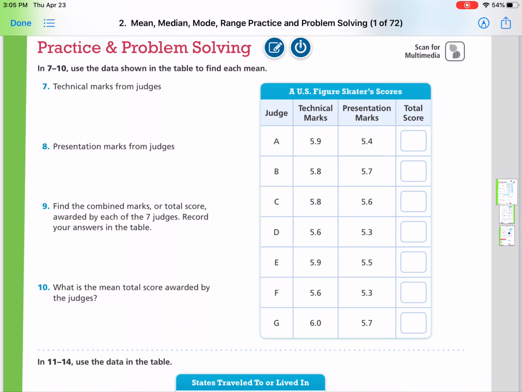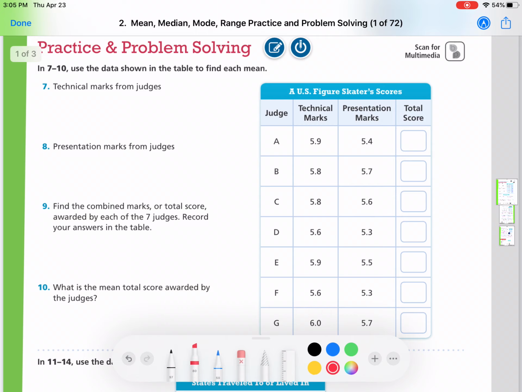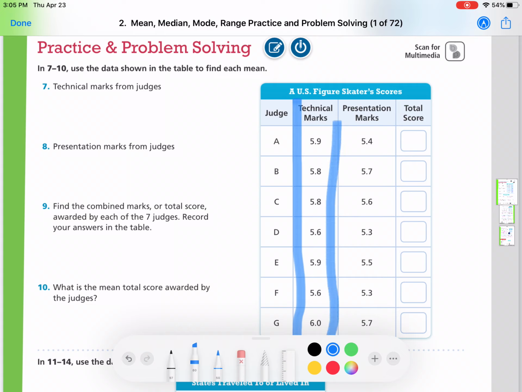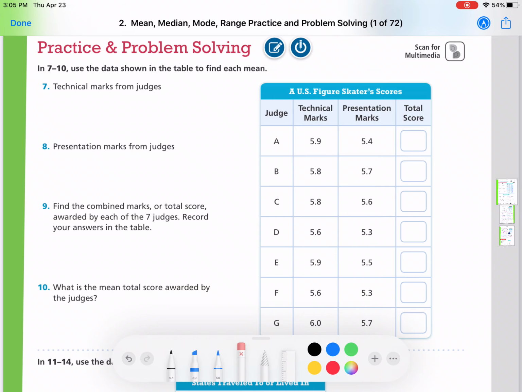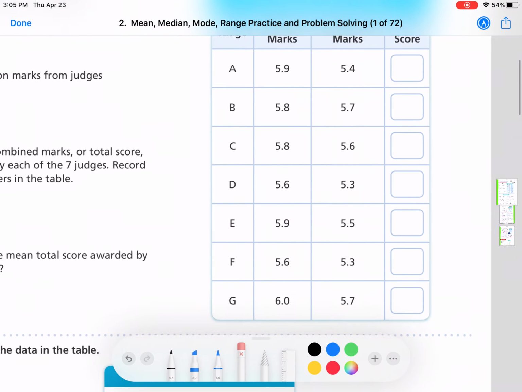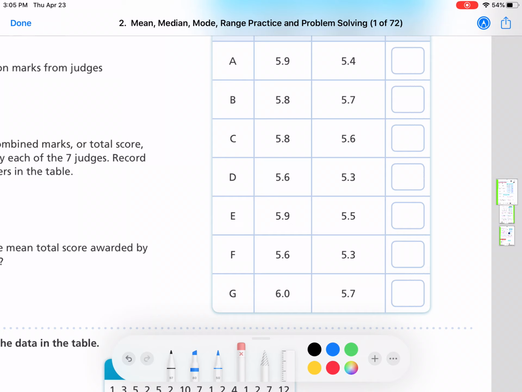So number 7 says we're going to find the mean of the technical marks from each judge. Now, in order to find mean, you always add up all your data and then you divide by how many pieces of data that you have. So what we are going to do is look at our technical marks column and add everything up. So I'm just going to scroll down just a little bit and zoom in. So I'm going to add right here.